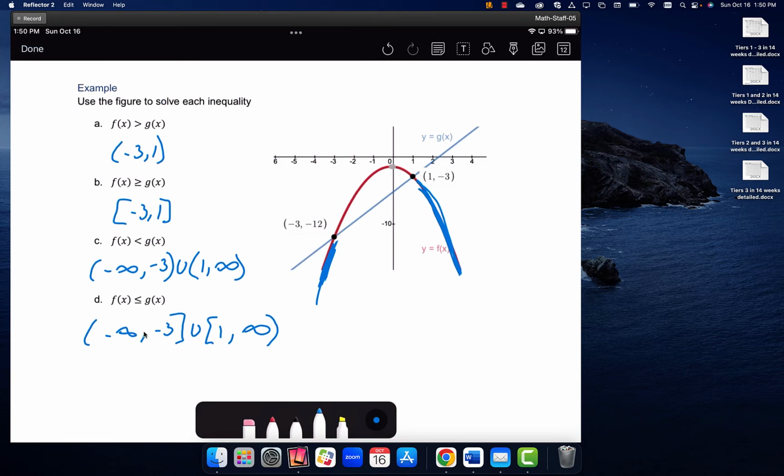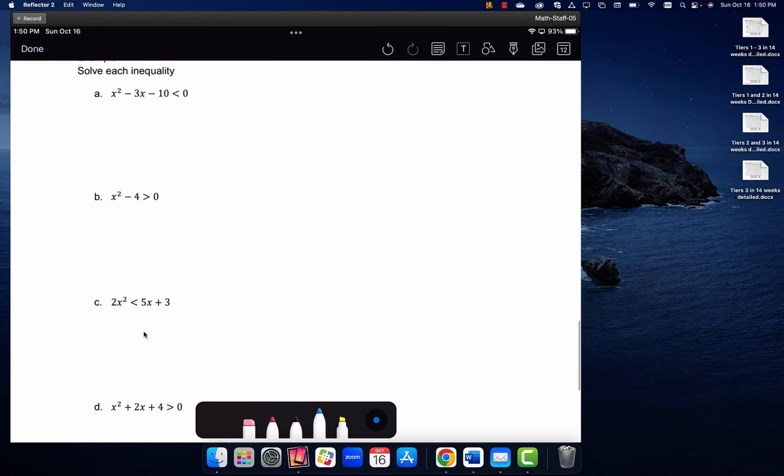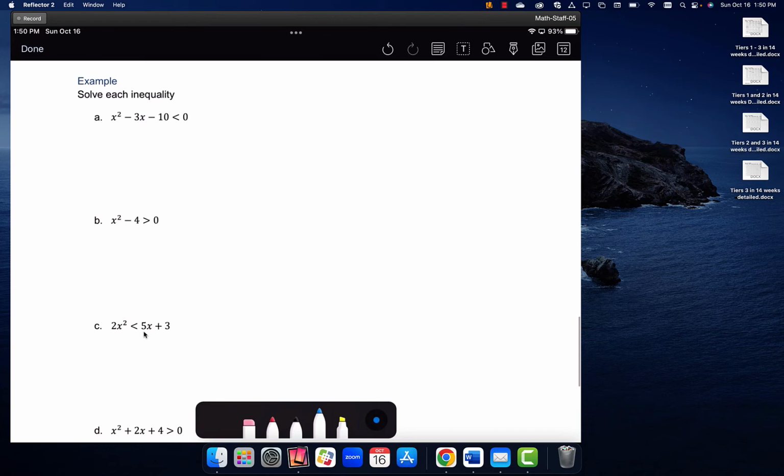So in those examples, you didn't have to do any work because you're given the graph. You just have to look at the graph and understand what you're looking at. In the next example, we have to do a tiny bit of algebra. So notice here, we're not given the graph. So the only thing we're going to do here is sketch the graph. And from there, basically do what we just did.